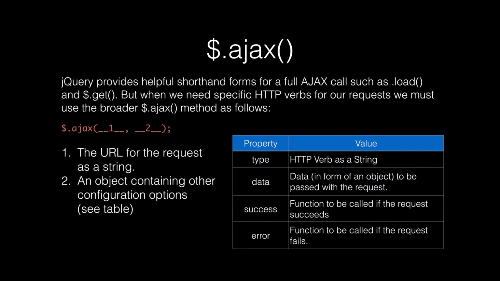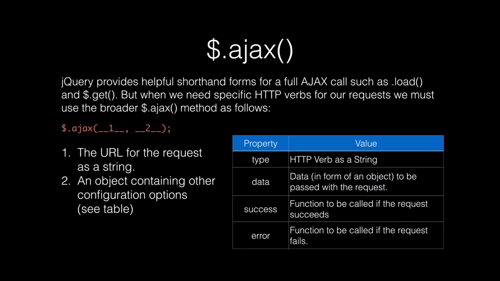We're going to call $.ajax, and then we have two parameters to pass in. The first parameter is super simple. It's simply the URL for the request, and we're passing that in as a string. But the second parameter is where things get more interesting, in that we have an object that we're going to pass in that contains other configuration options.